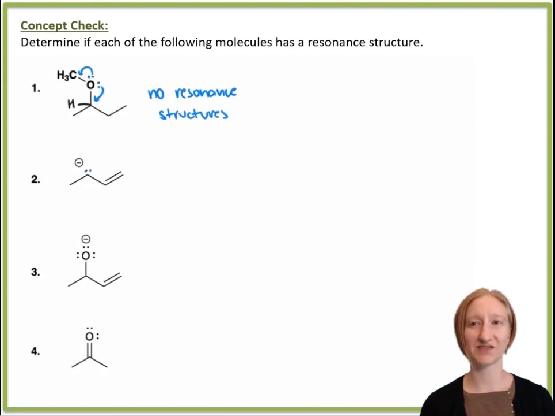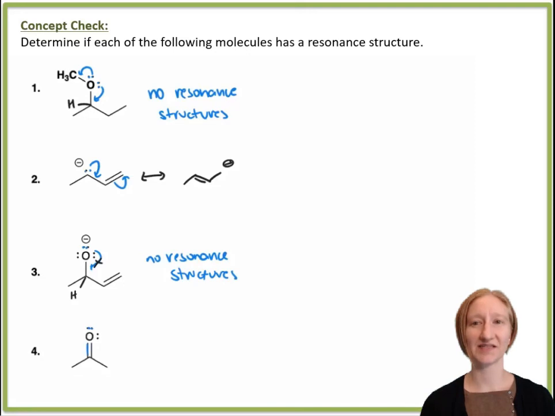In the second case, there is. I see a lone pair next to a pi bond, so I can move the lone pair to form a new pi bond, and then I can move the existing pi bond to form a new lone pair on the terminal carbon. In this third example, although I have a lone pair and a pi bond in the same molecule, they're not next to each other. So there's nowhere I can move the lone pair to create a resonance structure. So there are no resonance structures here.